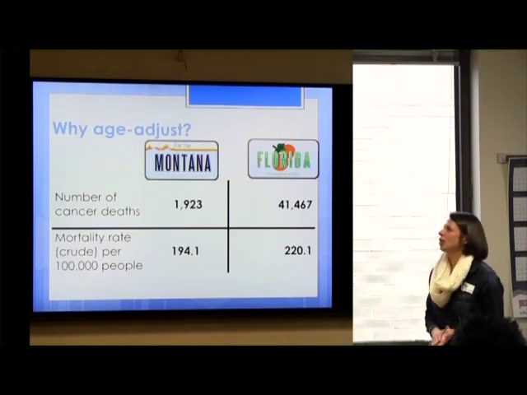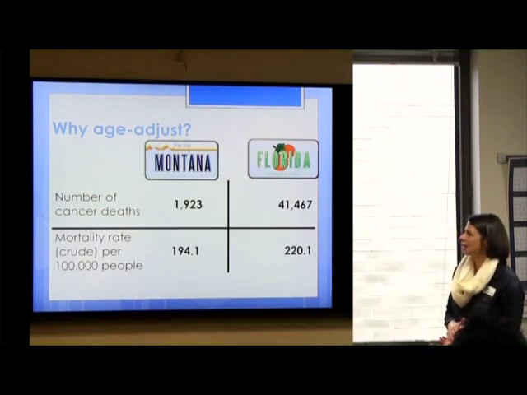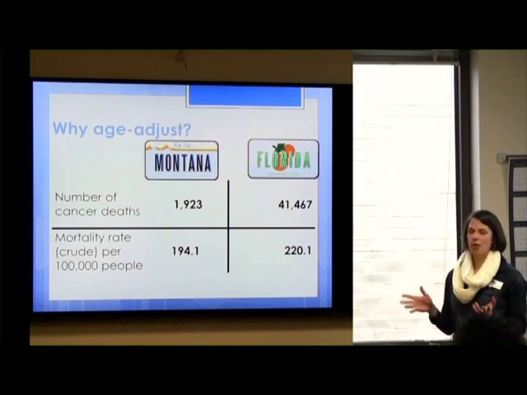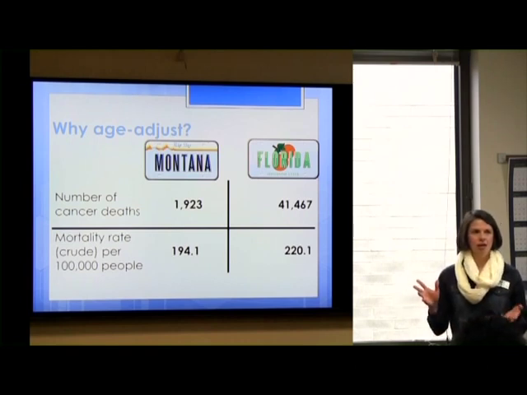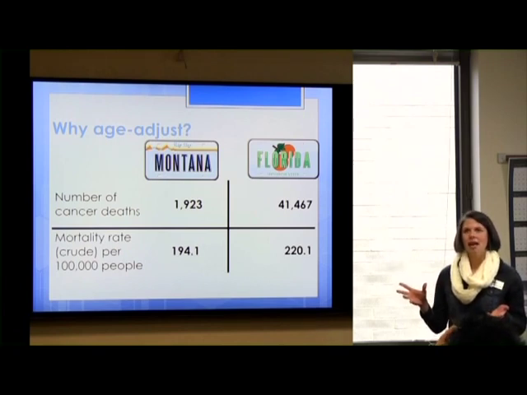Okay, so then when we look at the number of cancer deaths, the number of cancer deaths that occurred in Montana was about 1,900 cases. And in Florida, there were about 41,000 cancer deaths. And the difference in the number, of course, is why?